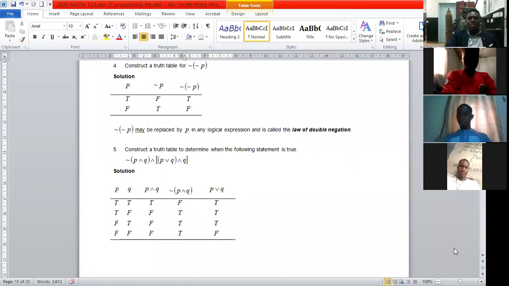Now, look at this table. You were asked to construct a truth table to determine when the following statement is true. That is the compound statement. When do you think that compound statement is true?